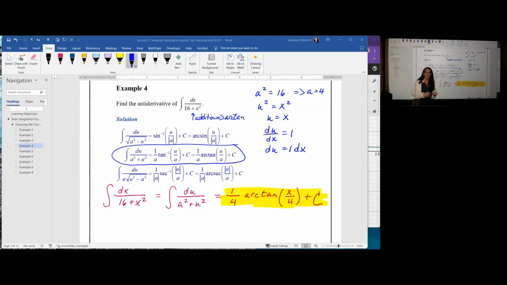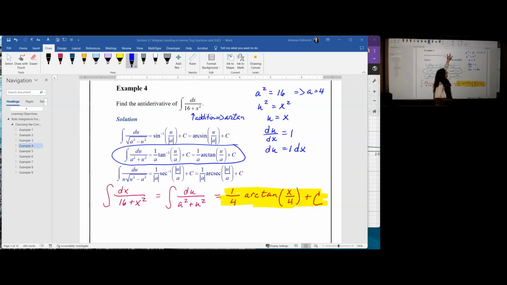That directs me to arctangent, which is the middle formula we have here. I look for the constant term, whether it's first or second, that's a squared. A squared represents the constant term. It's 16, so a is 4. The variable term, whether it's first or second, represents u squared. So u squared is x squared, which gives me u equal to x.